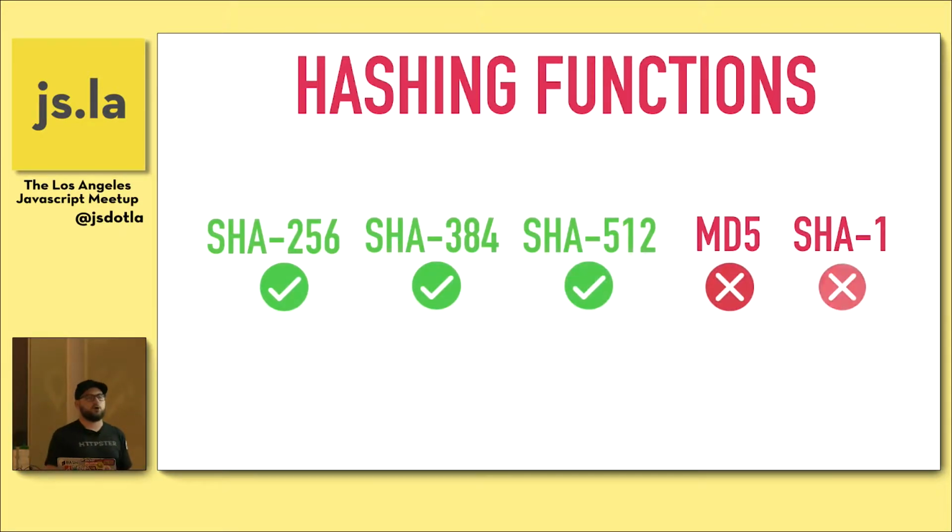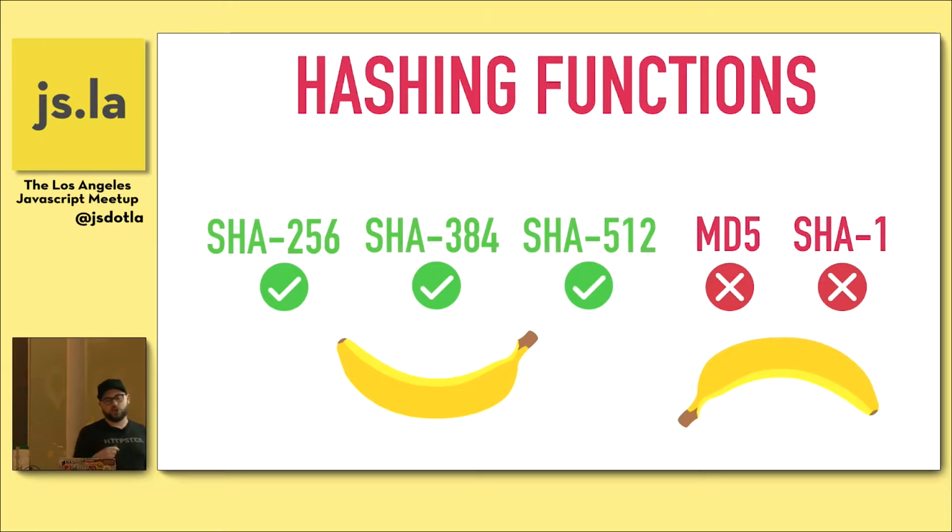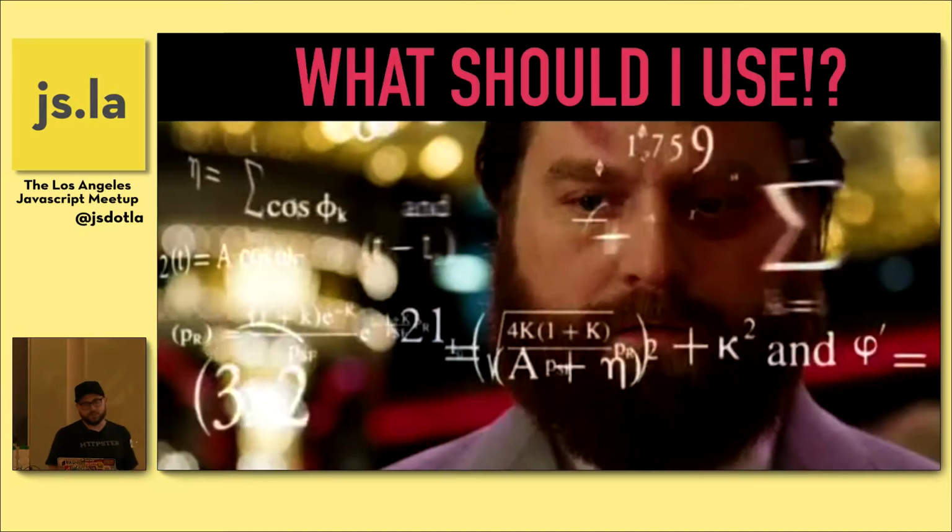SRI supports the Secure Hash Algorithm 2, also known as SHA-2. The variants that are supported are 256, 384, and 512. MD5 and SHA-1 were proposed for link hashes and link fingerprints back in the day, but they are now considered unsafe. They are considered unsafe because they are vulnerable to collision attacks, which we'll go over in a little bit.